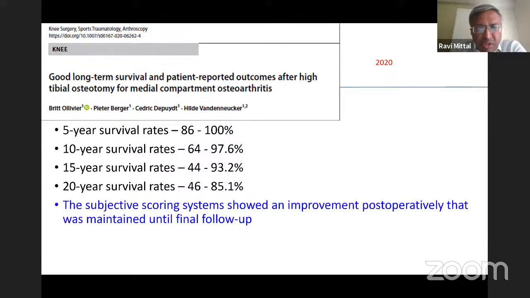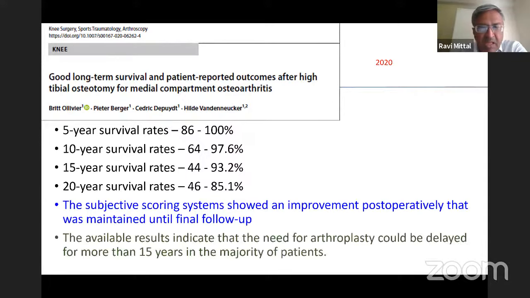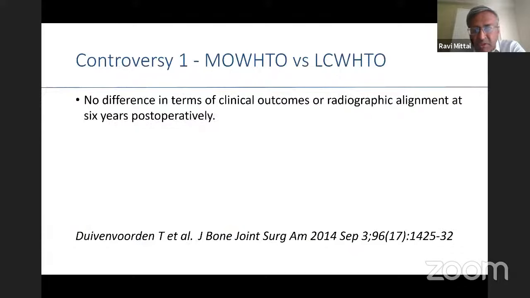And this review found that the subjective scoring system showed an improvement, and it was a sustained improvement, which deteriorated very little with time. And they were able to analyze that the need for arthroplasty could be delayed by more than 15 years in a mature patient. Now, 15 years is a very, very long period, and it can make a lot of difference to the population. So let's come to different controversies.